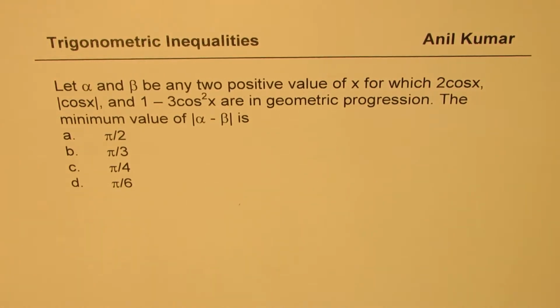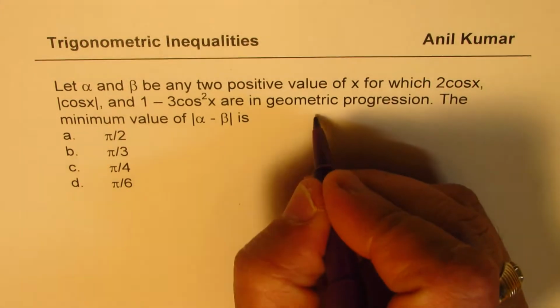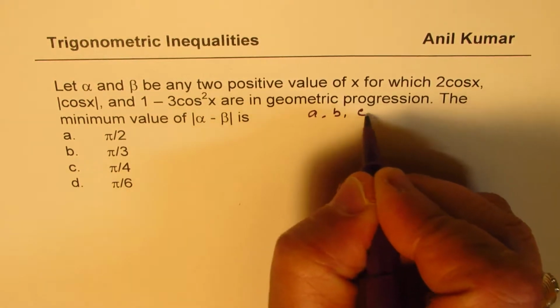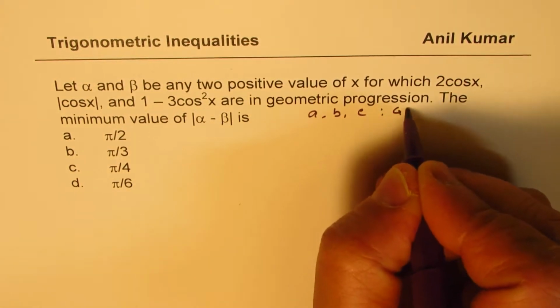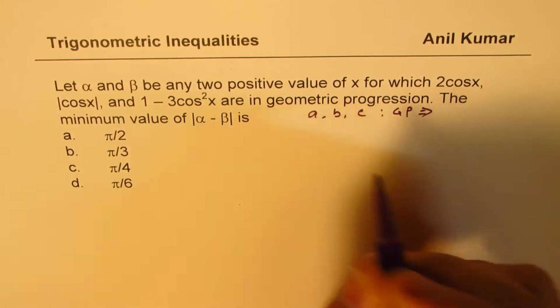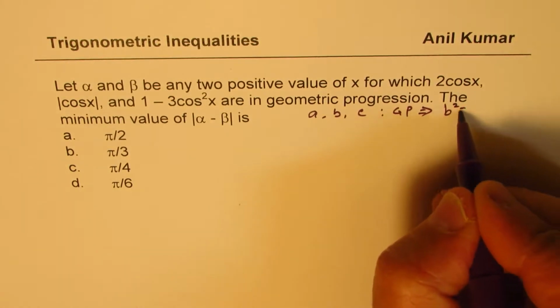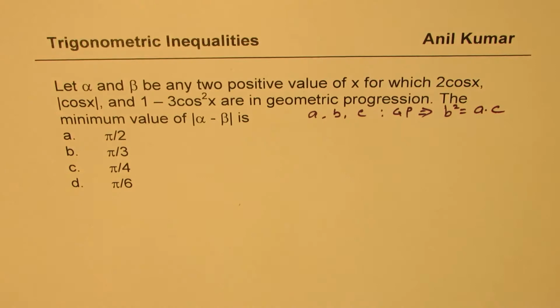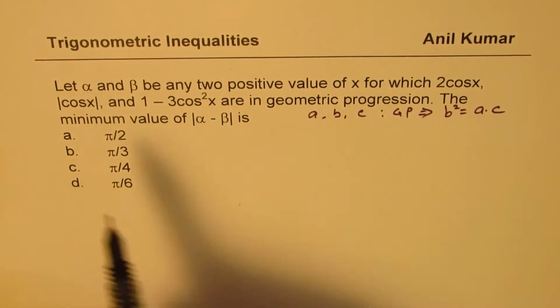Now here, if we give you 3 numbers in geometric progression, it means what? Let us say the numbers are A, B, and C, and these numbers are in geometric progression. It implies that B square is equal to product of A and C, right? That's what it means. So we'll apply this and then solve.